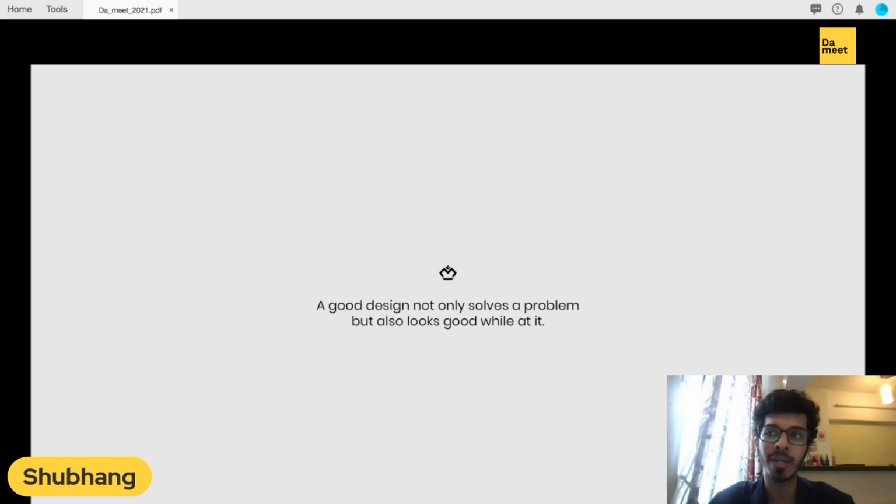But if you want to get into hacks and shortcuts, there is a site called Coolors, which keeps on generating several color palettes, and generally the color palettes which it generates are quite harmonious with each other.